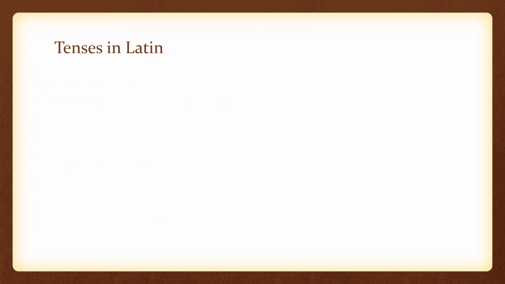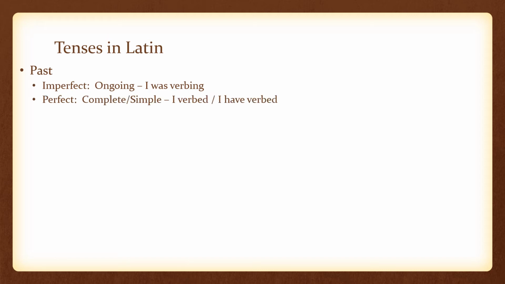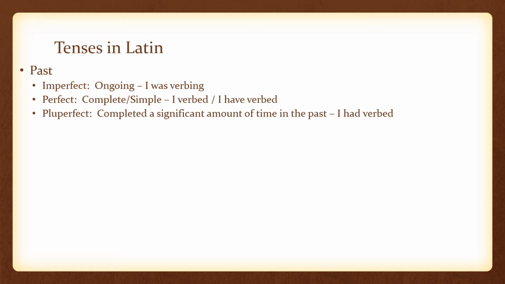In Latin, this is a little bit different. There are 6 tenses, and there's more than one version of the past. The imperfect tense in Latin represents ongoing action in the past. I was verbing. The perfect tense in Latin represents complete or simple action in the past. I verbed, I have verbed. The pluperfect tense in Latin represents action that has happened a really long time ago. I had verbed, but it's not the same as emphasis exactly. If you wanted to show emphasis, you might use the word jam, meaning already.